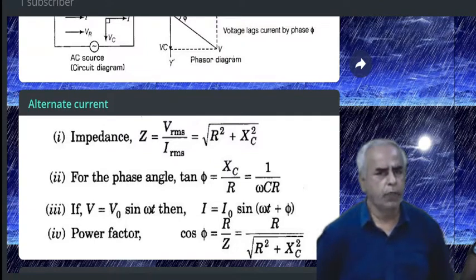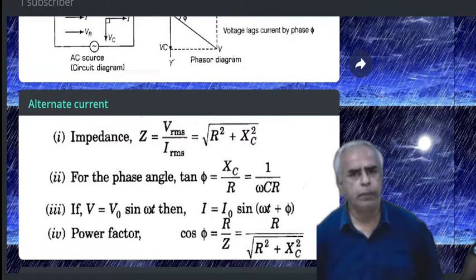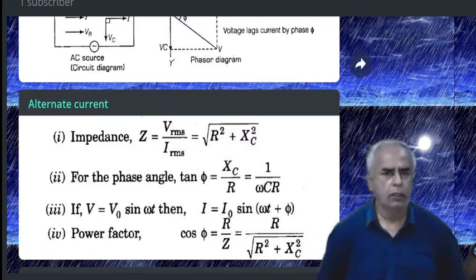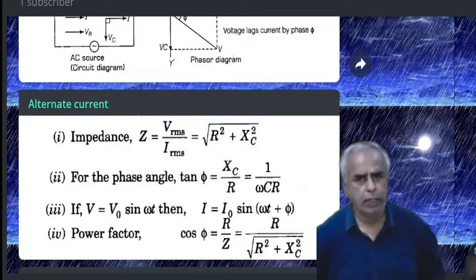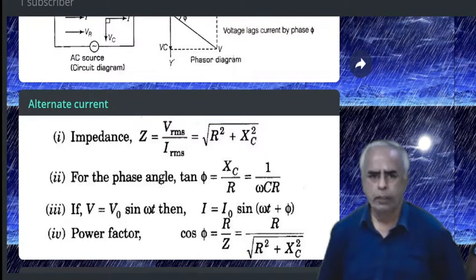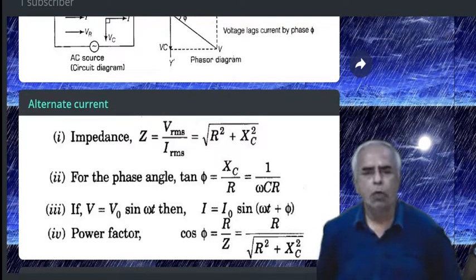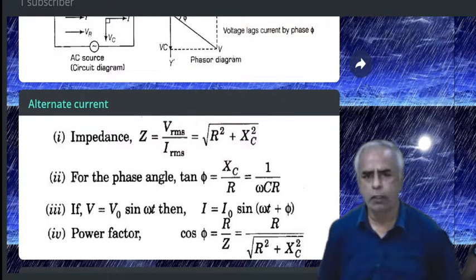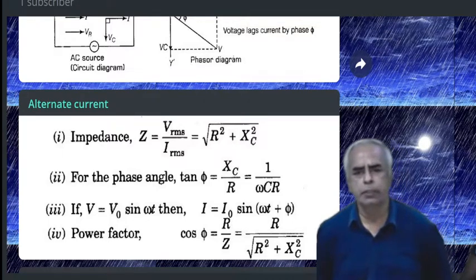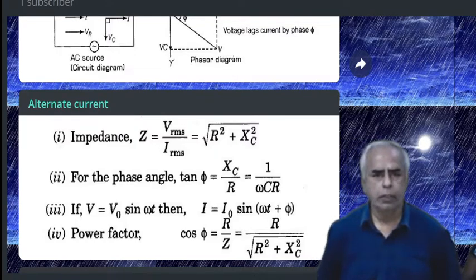Now, what is the phase angle? We know already the phase angle is phi, is it not? This phi is the angle between XC and R. Therefore, tan phi is nothing but XC divided by R. Got it? Here, this XC can also be represented as 1 by C omega. Therefore, tan phi can be represented as 1 by C omega R. You got it? Okay? Right.